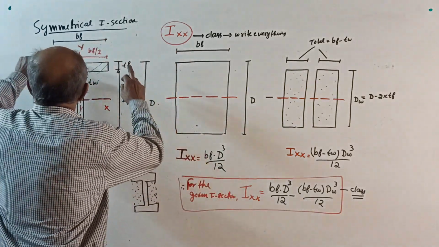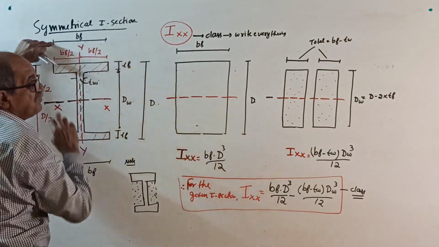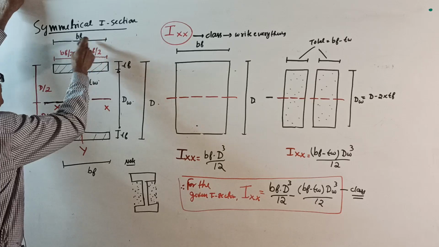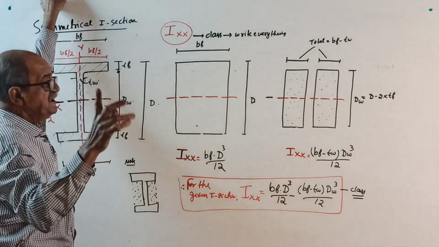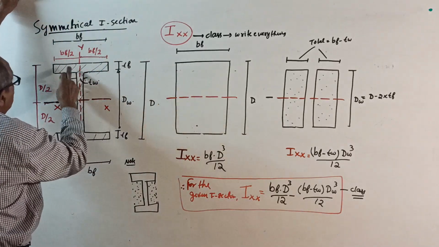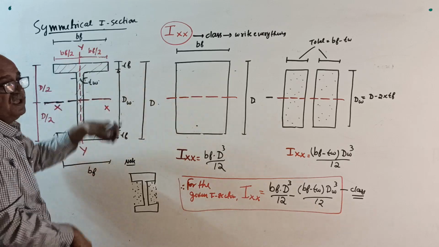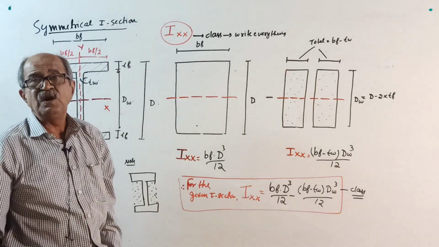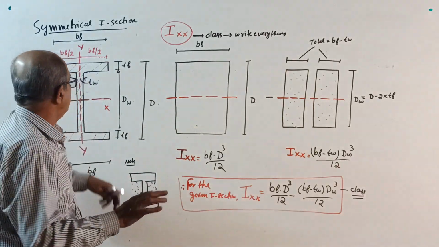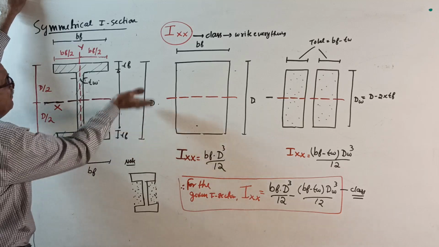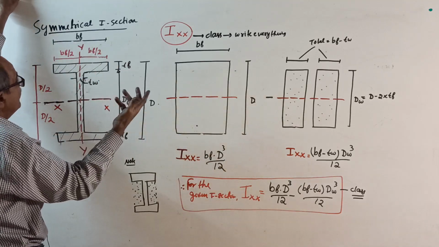You do one thing, write BF, breadth of flange. You write what all I tell. BF is the breadth of flange. Capital D is the full depth of the I section. In steel structures, it is called H, but here you will call it D. Capital D or small d, capital D will do. Symbol is not a problem.